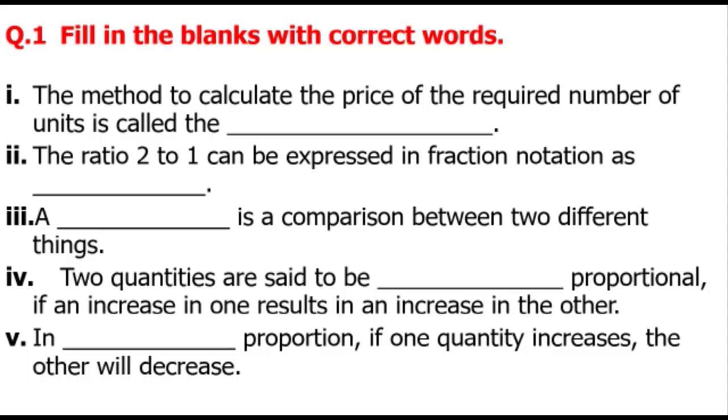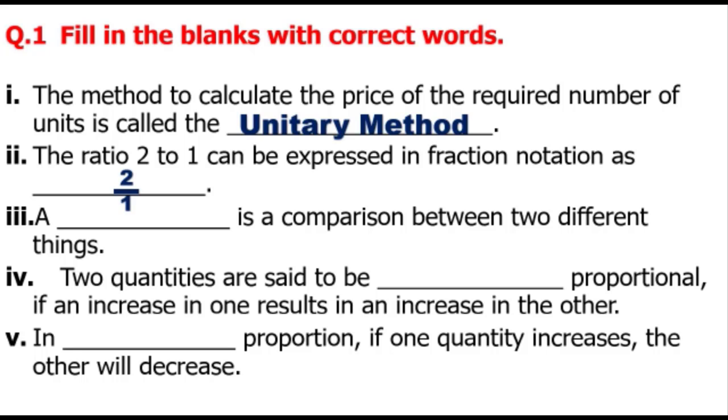Question number 1 of your worksheet is fill in the blanks with correct words. Number 1. The method to calculate the price of the required number of units is called the dash. The answer is unitary method. Number 2. The ratio 2 to 1 can be expressed in fraction notation as dash. The answer is 2 over 1.